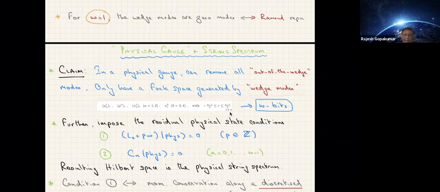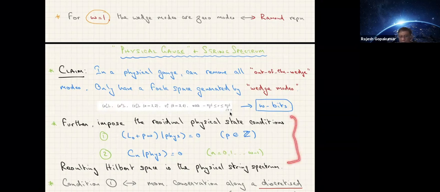Supposing we just go ahead and assume that we have only this Fock space generated by these wedge modes. So I've repeated it again. These are the modes which are acting non-trivially on the vacuum, and there are W of these. So there are W modes here for each of these fields that are non-zero. So that's the Fock space that you will consider. You let these modes act on the vacuum.